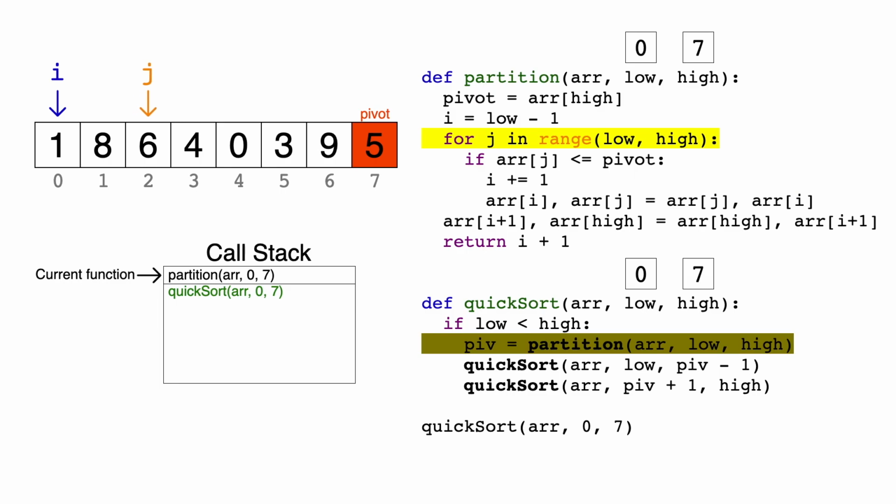Next we look at 6. 6 is greater than 5, so we continue to the next iteration. 4 is less than 5, so we'll swap again. We increment i, then swap the ith and jth elements. Next is 0, which is less than 5. We'll increment i again, then swap 0 and 6.